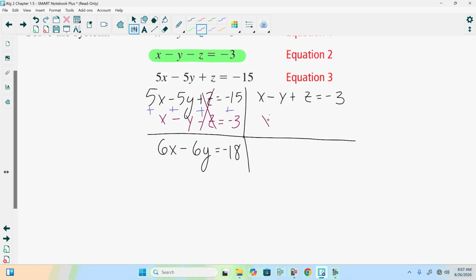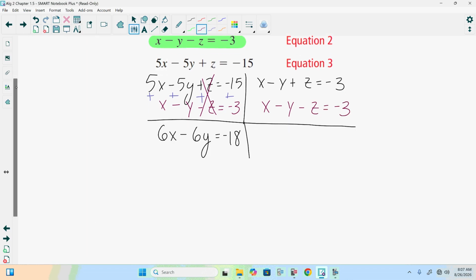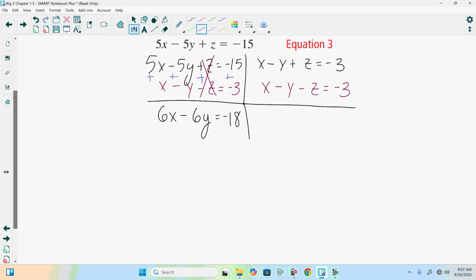Now we're going to do the same thing to the other side. And on the other one, z's are already the same number. Different sign, but same number. And just like with the other one, we're going to add all the way through. x plus x is 2x. Negative y plus negative y. Negative 1 plus negative 1 is negative 2y. Z plus negative z, 0. Negative 3 plus negative 3, negative 6.